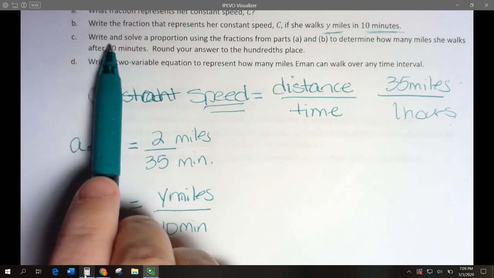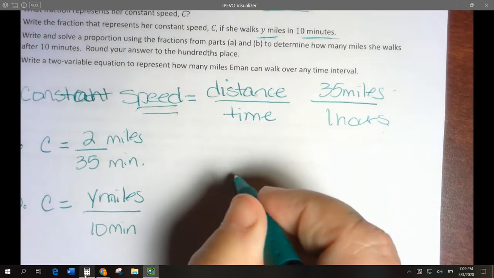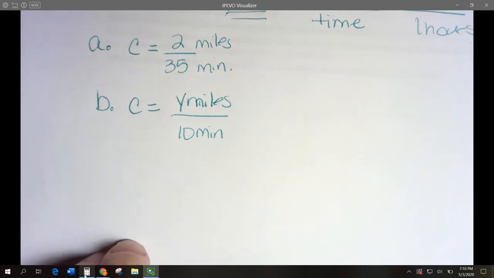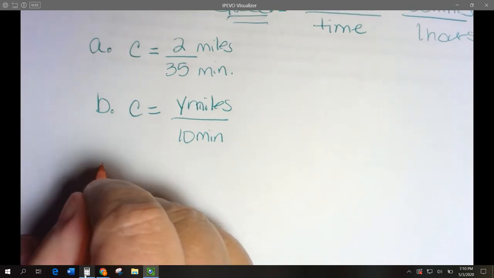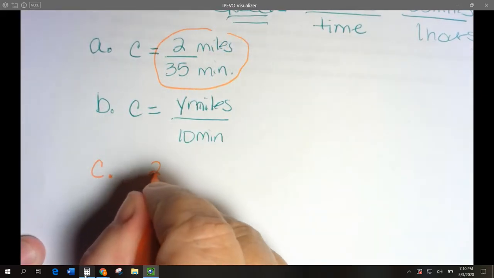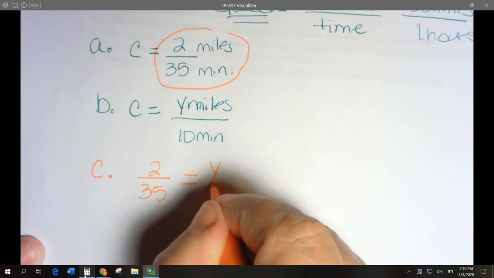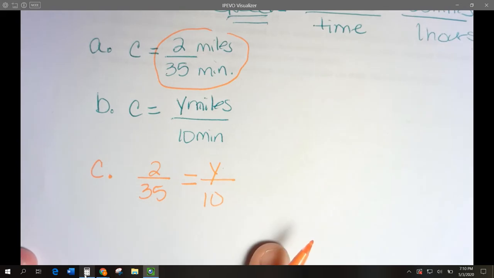Part C, they want us to write a proportion comparing these two. So remember, a proportion to compare these two would look like this. Let me come down here to do part C. I'll do this in a different color. Sorry about this. Part C is going to be our first one, 2 miles and 35 minutes is equal to y miles in 10 minutes. Okay, so this is how you'd write a proportion comparing these two.